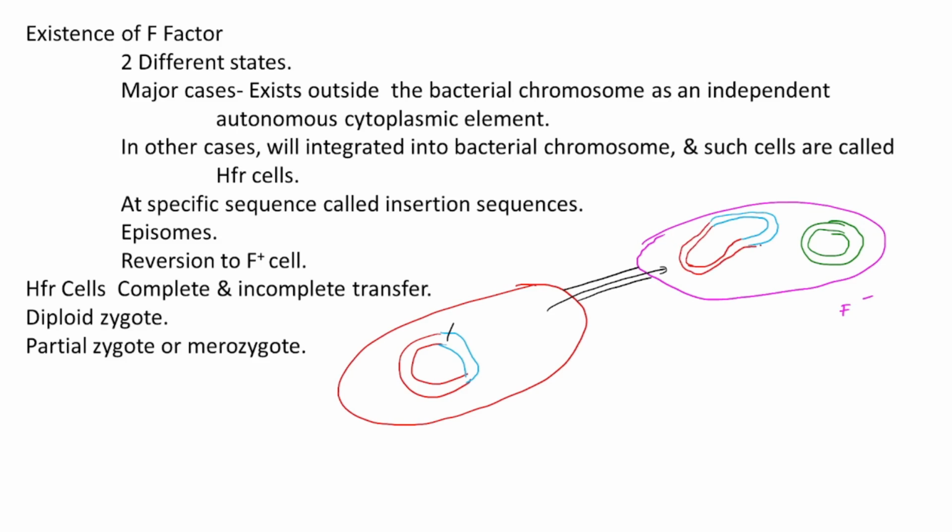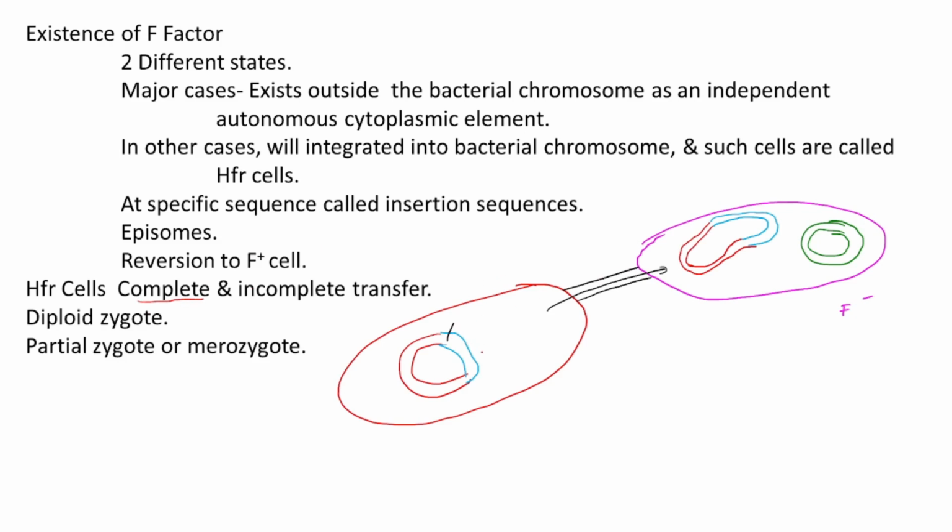In such a conjugation from the HFR cell to the F minus cell, the F minus cell gets a complete portion of this HFR cell's genetic content, one set of genetic content. Such a transfer is called complete transfer.